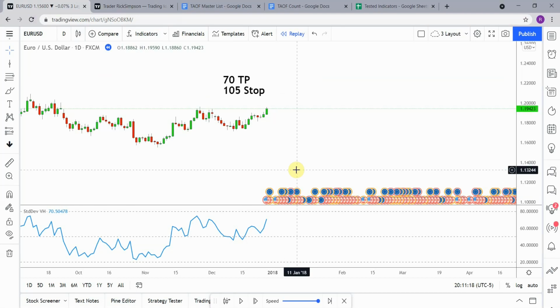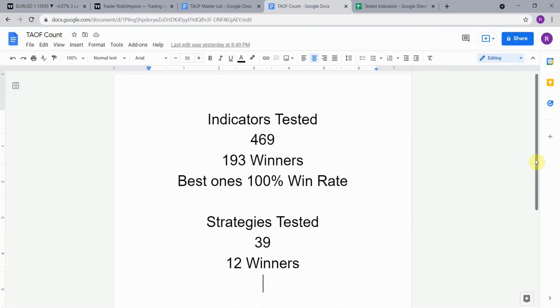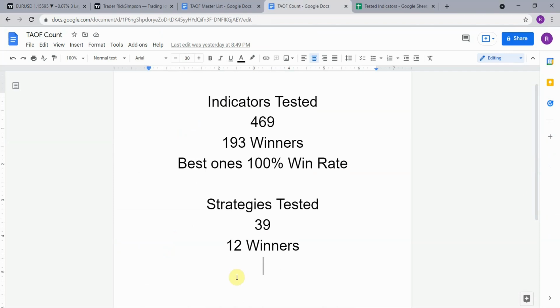Alright, as I said, today we will be testing the standard deviation volatility helper. Before we do though, I wanted to put the testing scoreboard up for everyone to see. So to date, we have tested a total of 39 different strategies, with 12 of them being winners. We've also tested a total of 469 indicators, with 193 of them being winners. The best ones so far were able to achieve a 100% win rate.